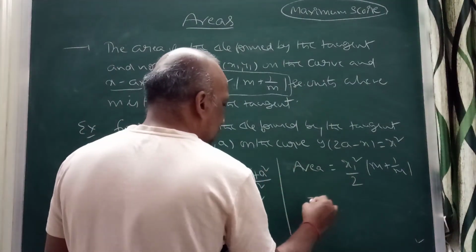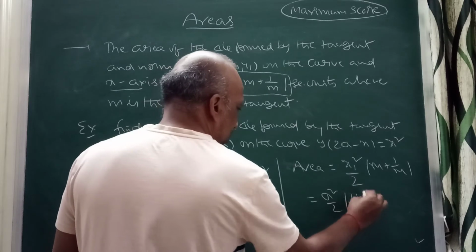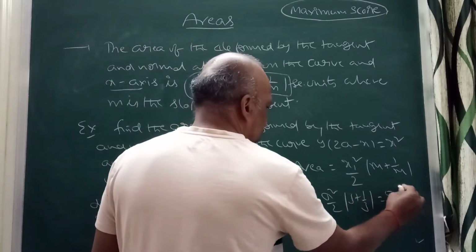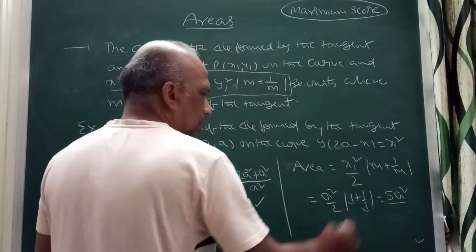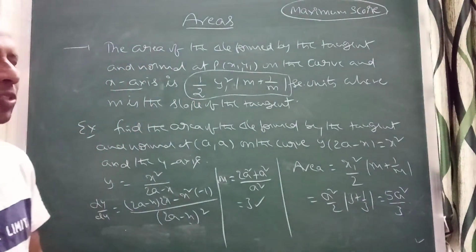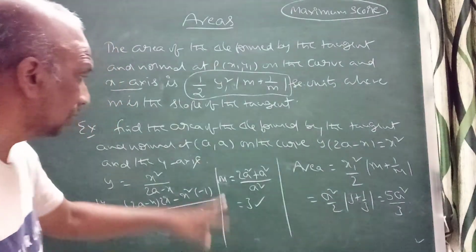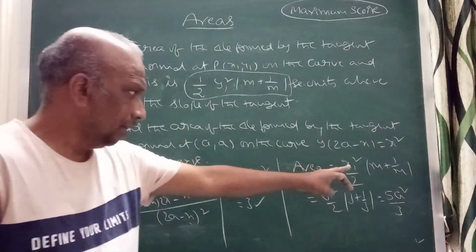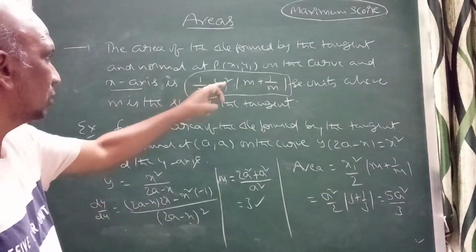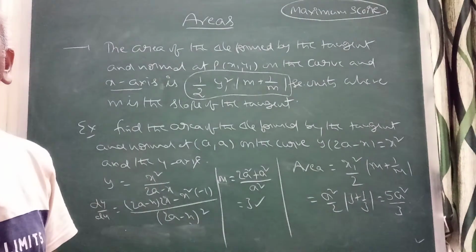Then the area is equal to x1 square, a square by 2, into (3 plus 1/3), that is 10 by 3, so 5a square by 3. Correct, you get 5a square by 3 square units. 5a square by 3 square units it comes. Understood here. When the point is given, with the y-axis it means x1 square, with the x-axis it means y1 square by 2 |m + 1/m|, where m is the slope of the tangent.